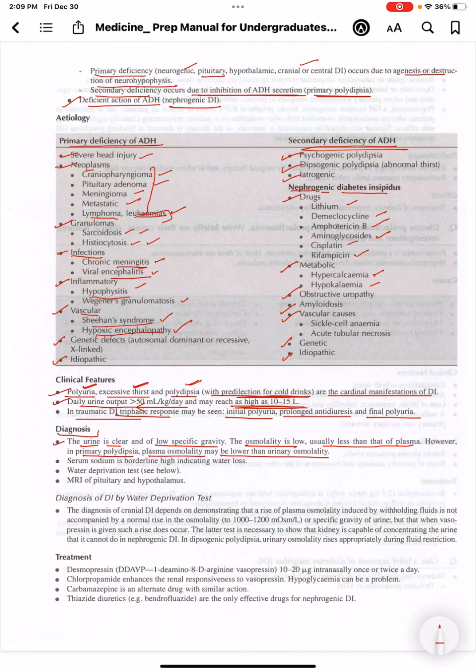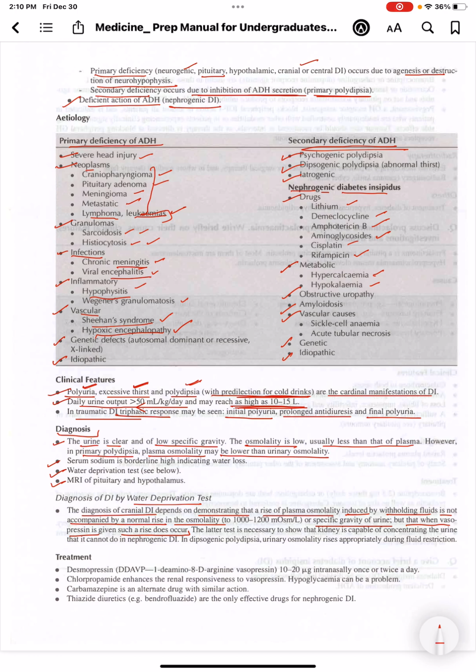Next is serum sodium, which is borderline high, indicating water loss, water deprivation test, and MRI of pituitary and hypothalamus. So, what is water deprivation test? The diagnosis of cranial diabetes insipidus depends on demonstrating that a rise of plasma osmolality induced by withholding fluids is not accompanied by a normal rise in the osmolality or specific gravity of urine, but that when vasopressin is given, such a rise does occur.